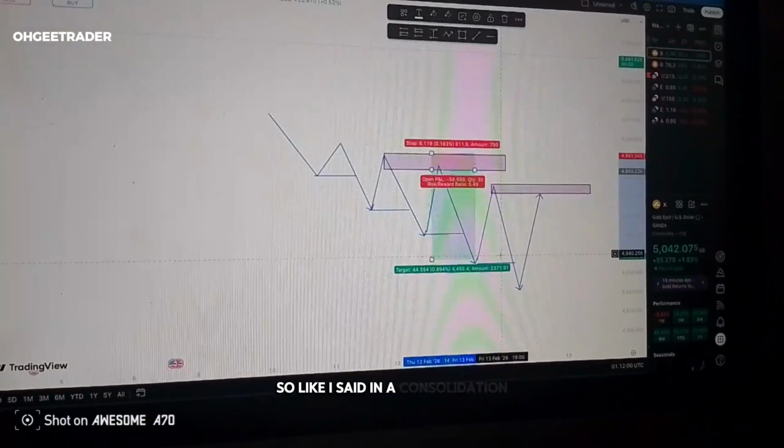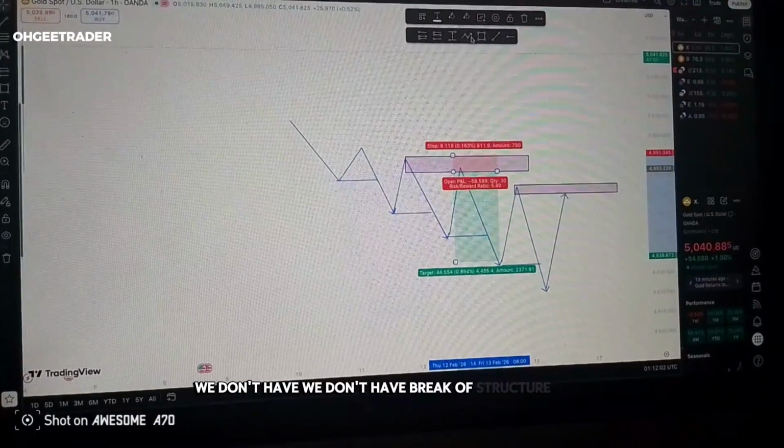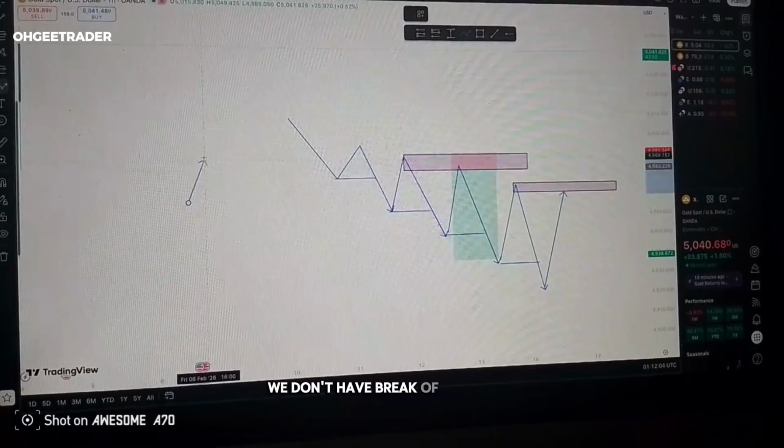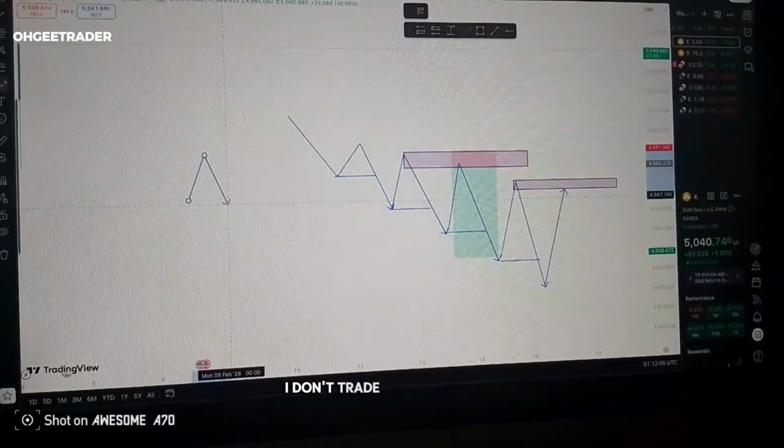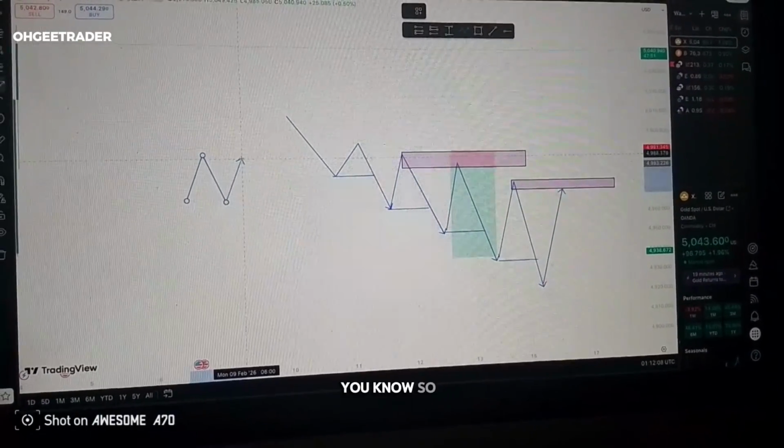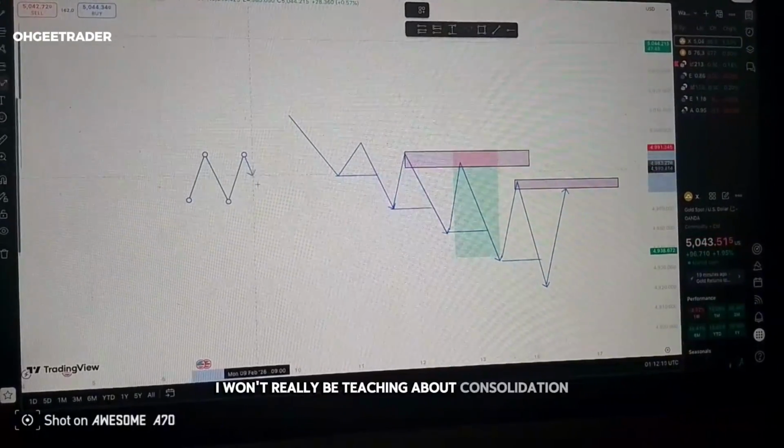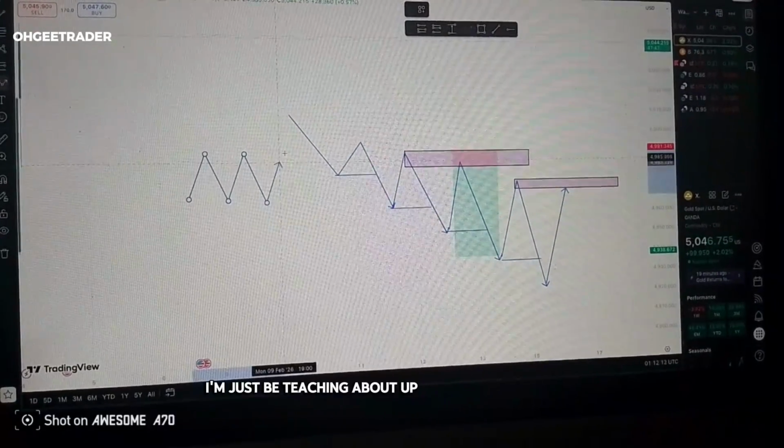So like I said, in a consolidation, we don't have breakout structure, guys. We don't have breakout structure. That's why I said I don't trade consolidations. So I won't really be teaching about consolidation in this channel. I'll just be teaching about uptrend and downtrend.